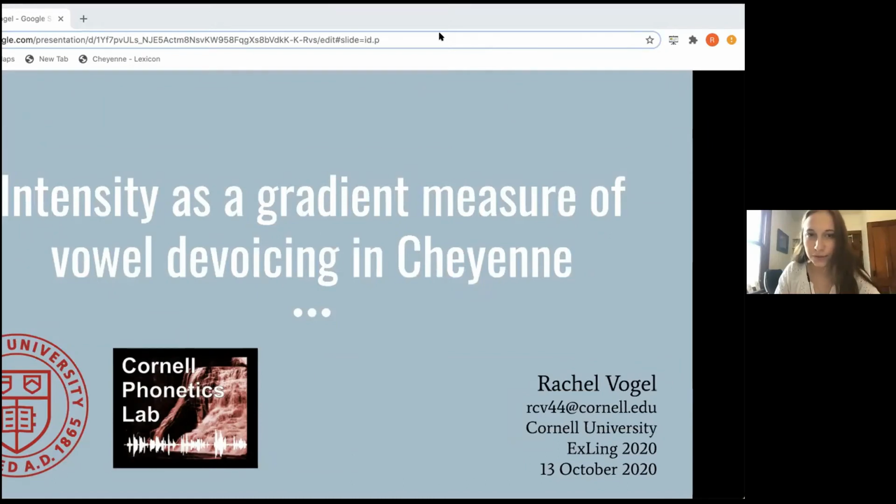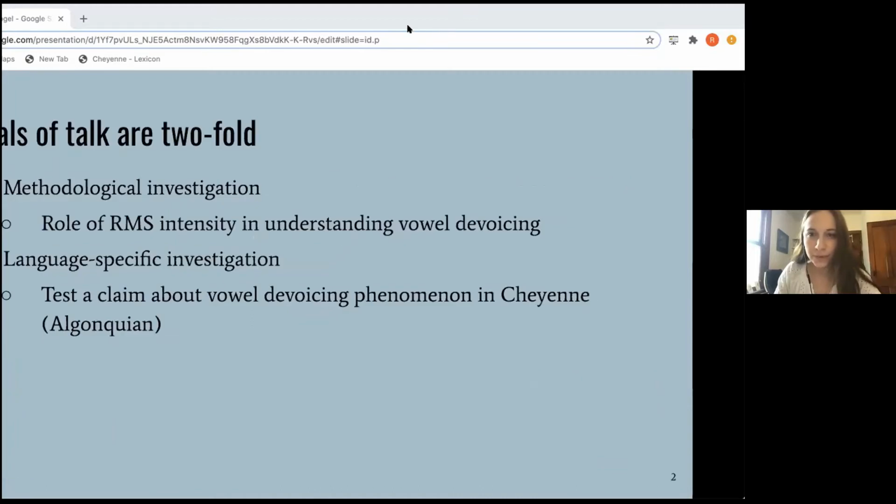On the use of RMS intensity as a gradient measure of vowel devoicing in Cheyenne. I'll start by outlining the goals of my talk, which are twofold. The first goal is a methodological investigation concerning vowel devoicing, specifically to look into the role of RMS intensity in understanding vowel devoicing. The second goal is a language-specific investigation of vowel devoicing in Cheyenne, an Algonquian language spoken in the US. Specifically, I applied the methodological strategy that I'm investigating to test a claim about a vowel devoicing phenomenon noted in previous literature on Cheyenne.